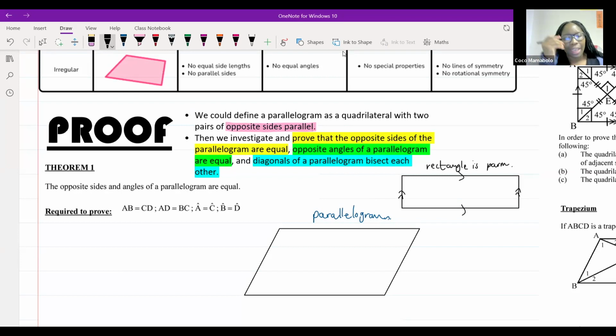Can you guys think of any other shape that also has both pairs of sides parallel? Yes, Sally, absolutely. You're 100% correct. A square. Right, a square, which means that a square is also a parallelogram. Ooh, not a kite. A kite is not going to work.